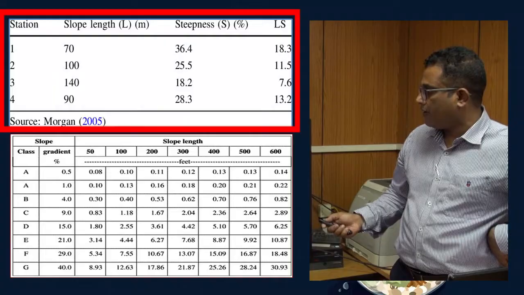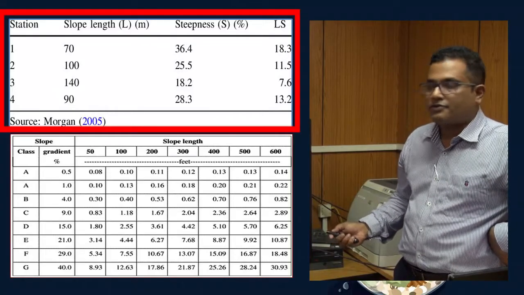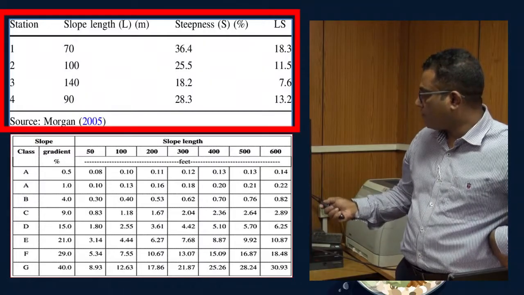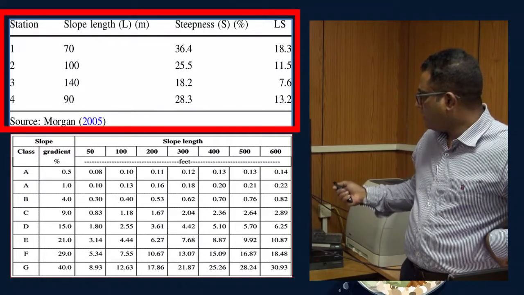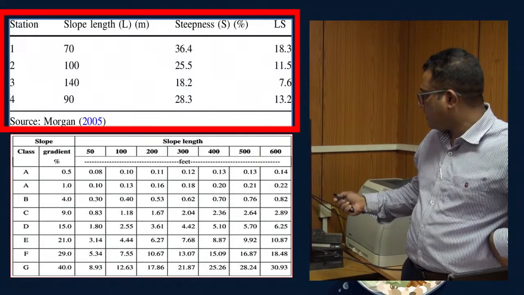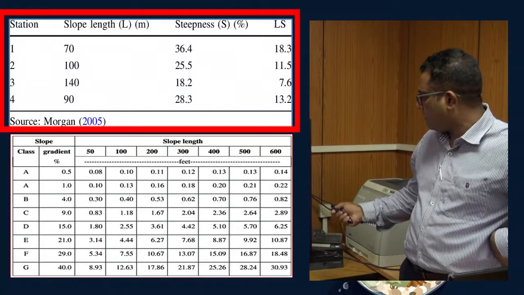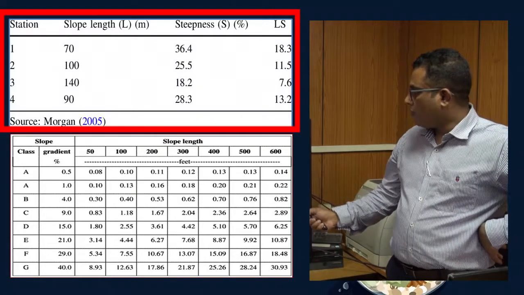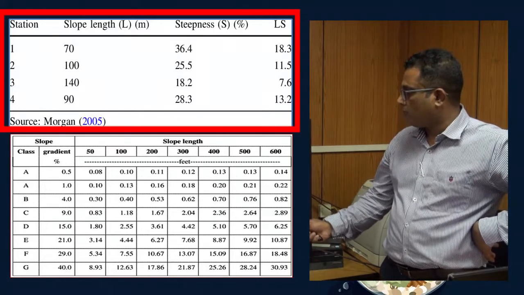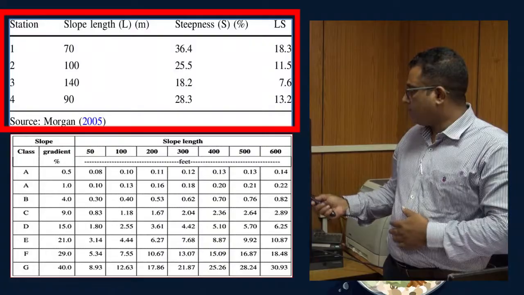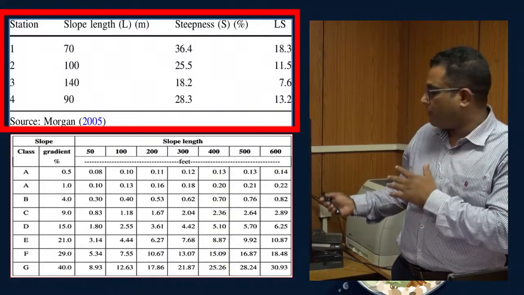Morgan in 2005 has conducted a trial experiment where, for different slope lengths and different steepness, they found the LS value like this, 18.3, and it came from 7.6 to 18.3 for this type of data, for slope length of 10, 70, 100, 140, 90, and steepness as 36, 25, etc. They have found out this.